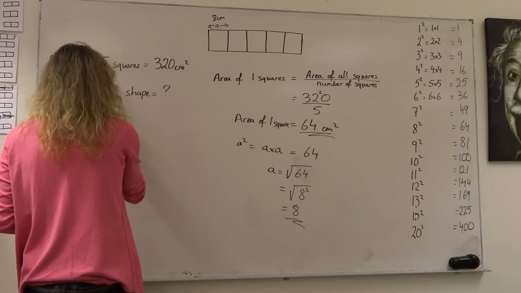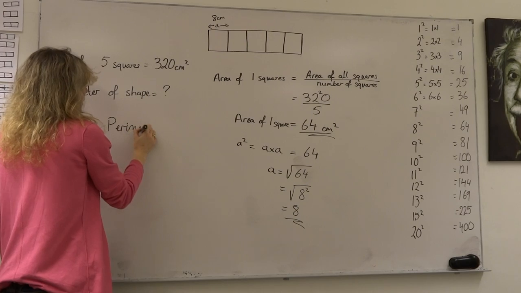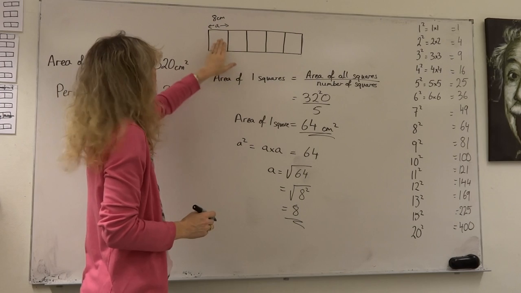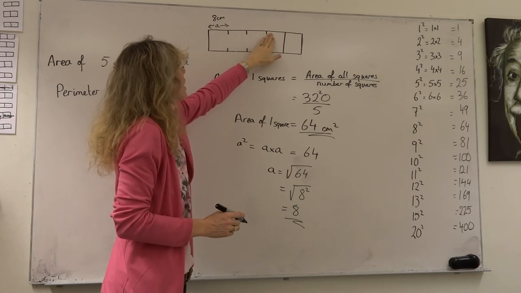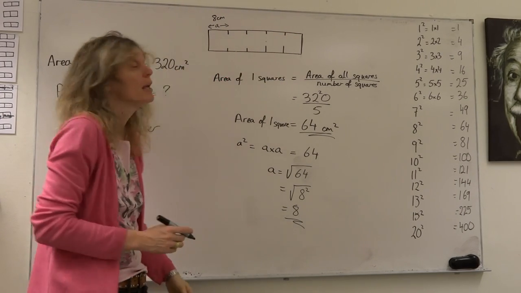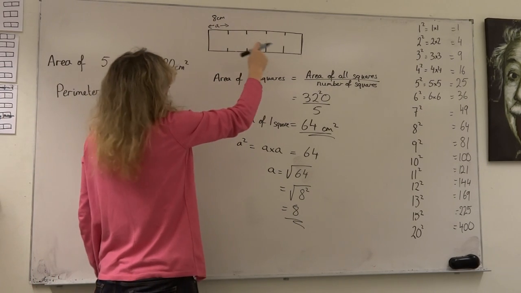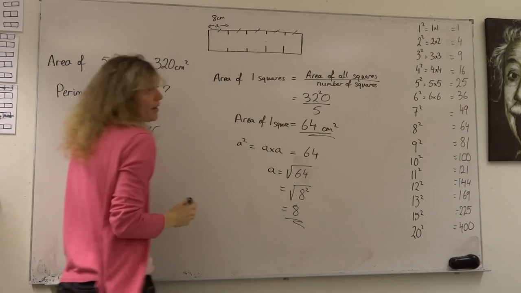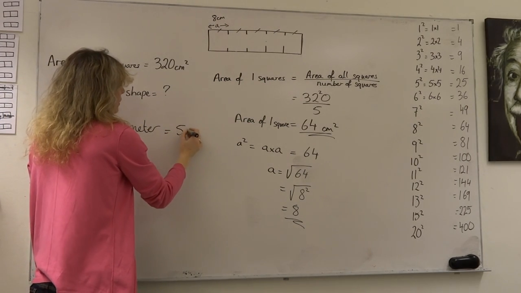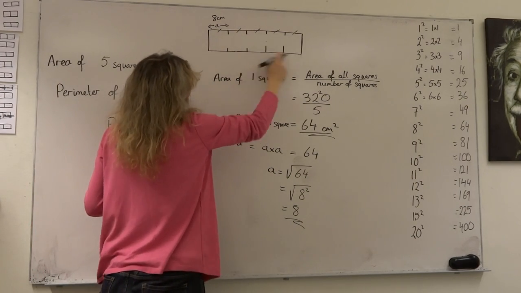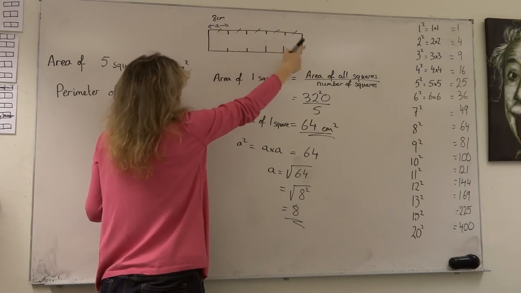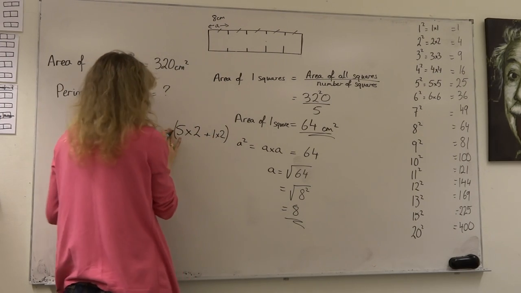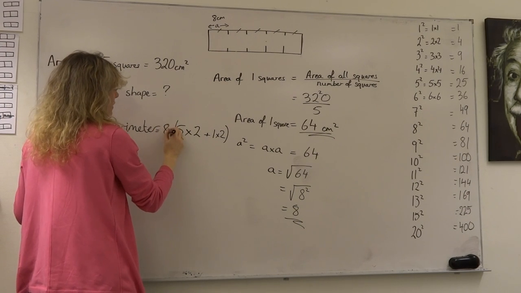To work out the perimeter of our shape, we have to count how many lengths, and the perimeter means only the outside. So we're ignoring these lines here in the middle. And we have to think, how many lengths do we have around the outside of our shape? Well, we have 1, 2, 3, 4, 5 times 2, 5 up here and 5 down here, plus 1 at each end. So 1 times 2. Multiplied by the length of each of those, which is 8 centimeters.